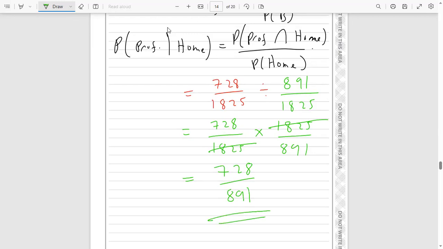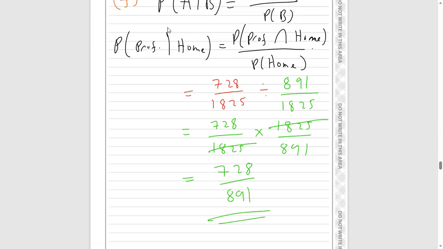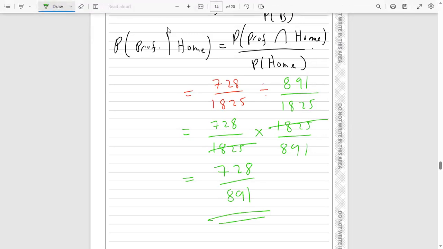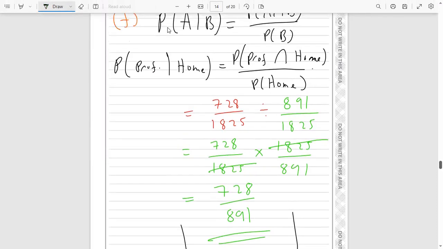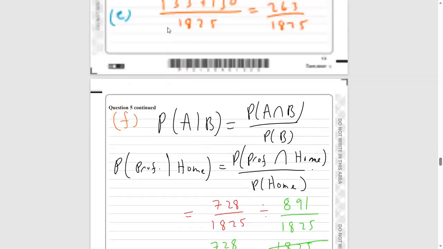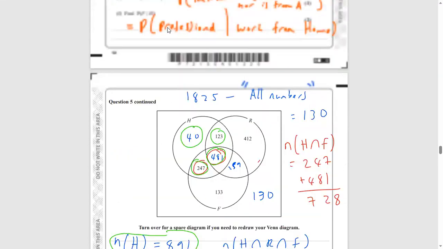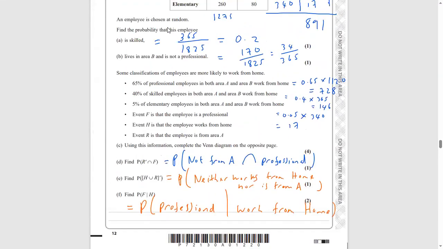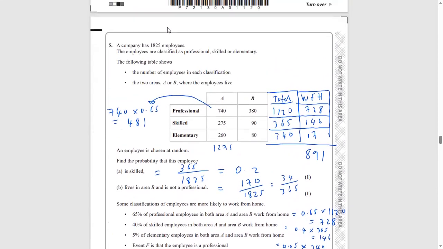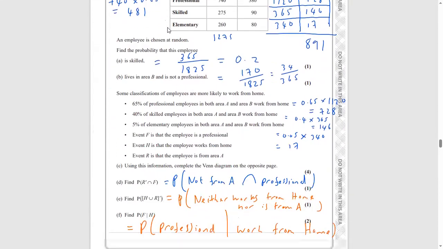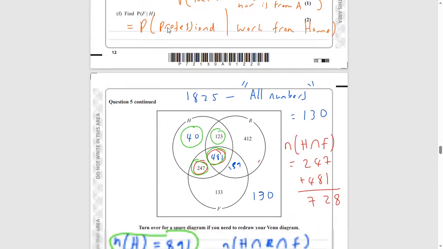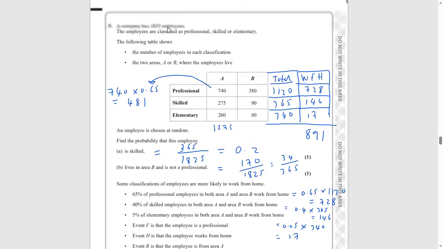Let's just see if we can simplify that actually. No, that's our final answer. We can't simplify that any further. So that is our final answer to the final part of that question. That's the probability you pick someone who's professional, given that they work from home, so the probability of F given H. Quite a tricky Venn diagram question, quite a tricky conditional probability question, because you just have to be careful with these Venn diagrams, but hopefully that all made sense.